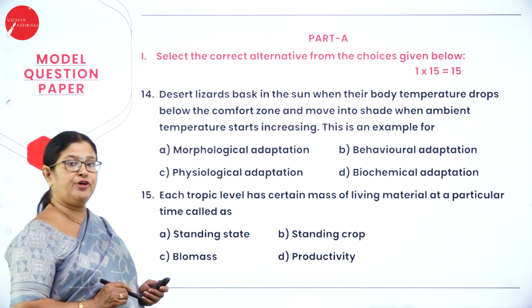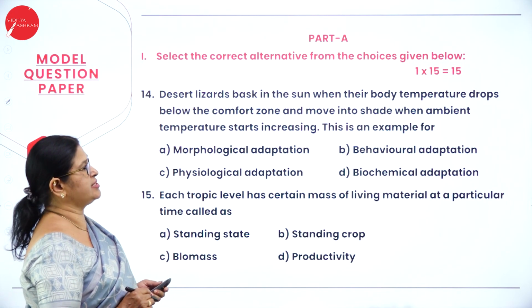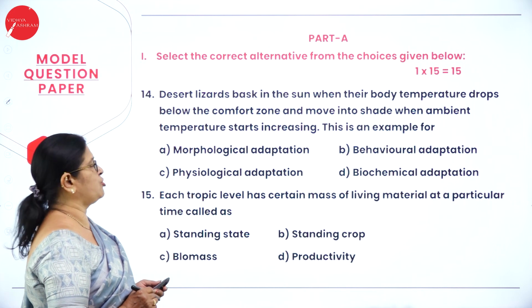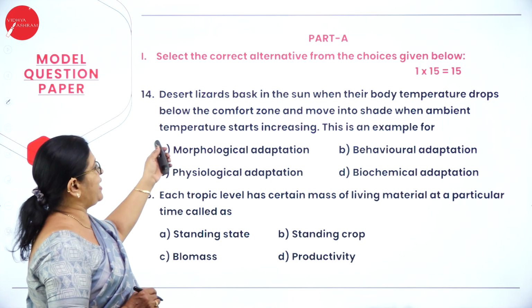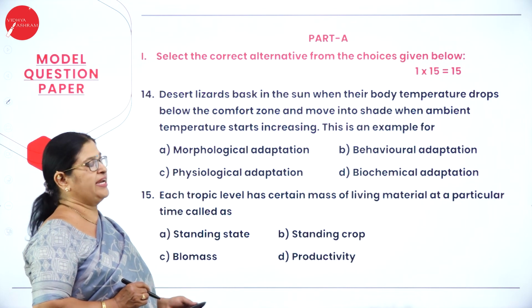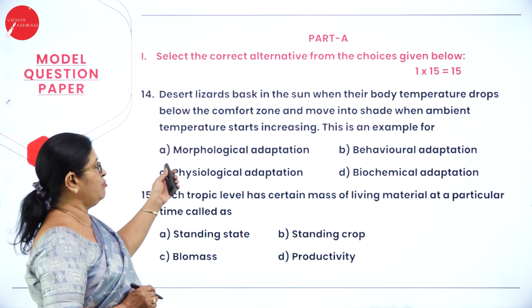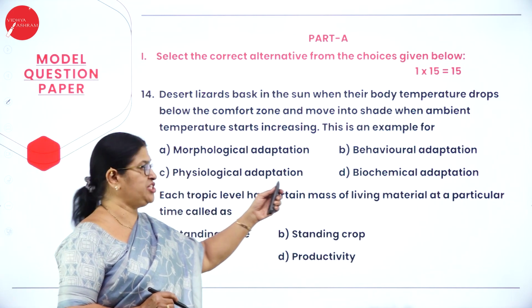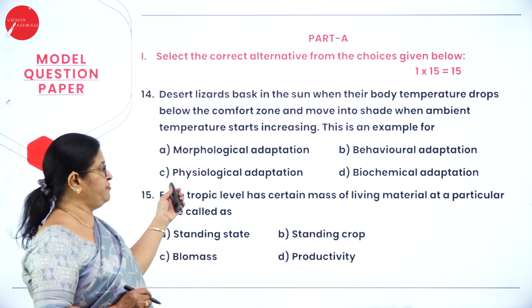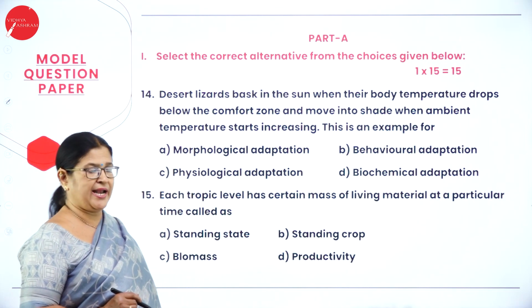Moving on to the 14th question. Desert lizards bask in the sun when their body temperature drops below the comfort zone and move into shade when ambient temperature starts increasing. So this is an example for what? Option A, morphological adaptation. Option B, behavioral adaptation. Is it option C, physiological adaptation, or is it D, biochemical adaptation?